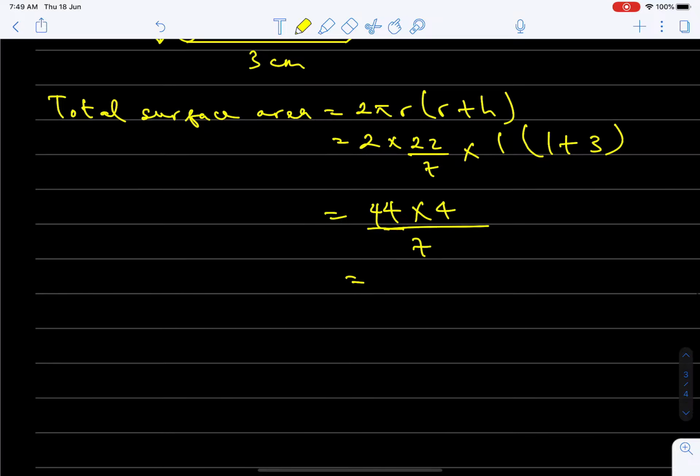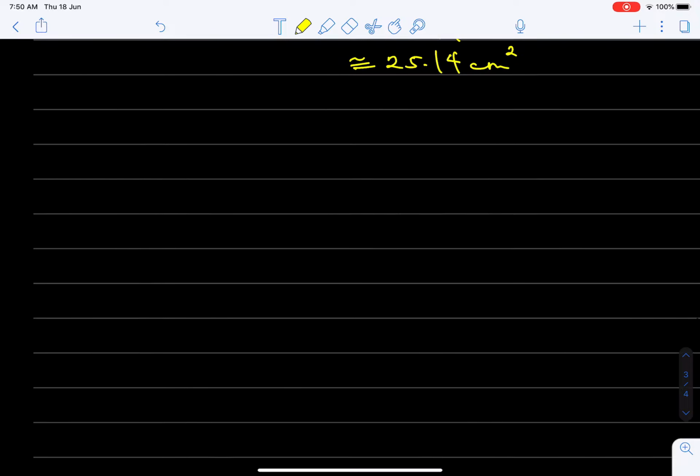And that's 25.143, and that's approximately equal to 25.14 centimeters squared. That's to 2 decimal places. 25.14 centimeters squared. Now, let's take another example.